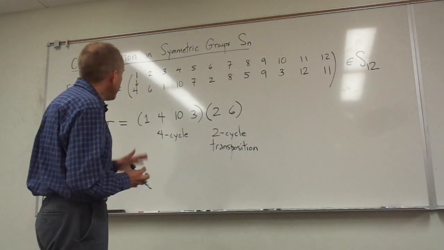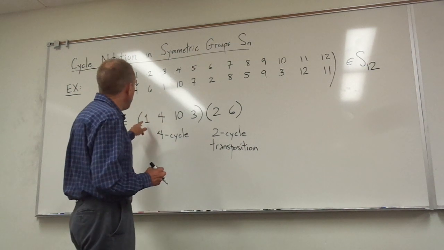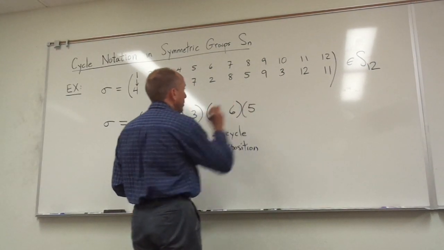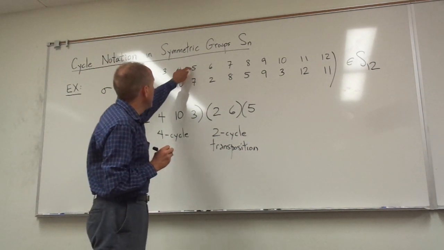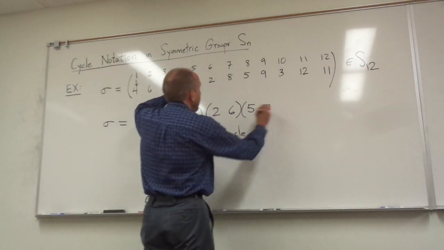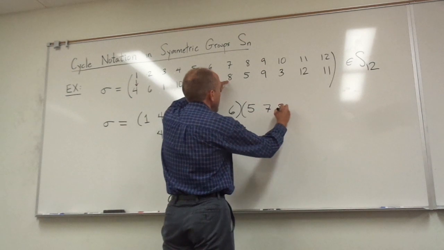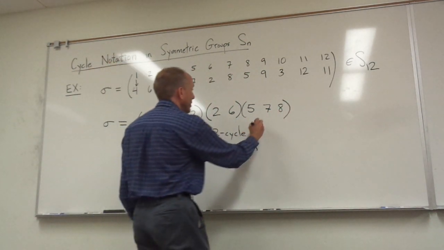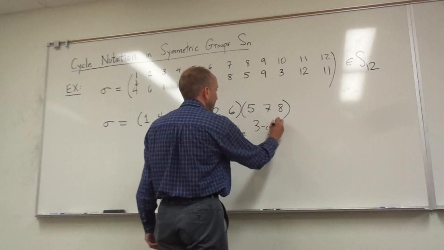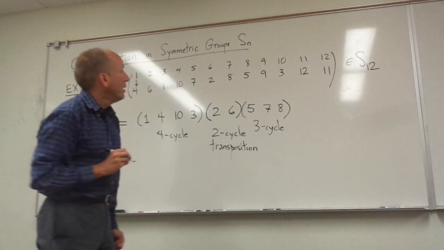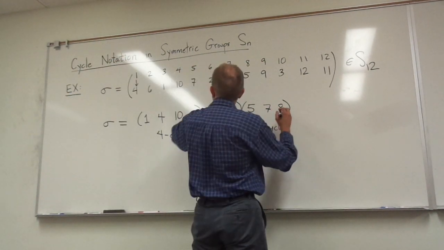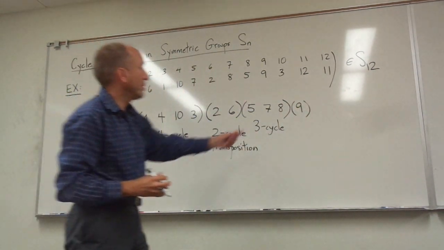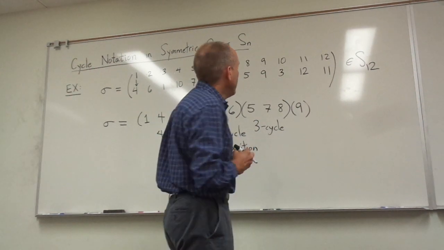Now, what's the next number that we haven't used yet? We've used 1, 2, 3, 4. It looks like it's 5, right? So I'll start with 5. I notice that 5 gets mapped to 7, 7 gets mapped to 8, and 8 goes back to 5 again. So I close my cycle, and this time I have a 3 cycle. Notice that the next number in my list would be 9, and that number is just fixed. So it's a cycle of length 1.